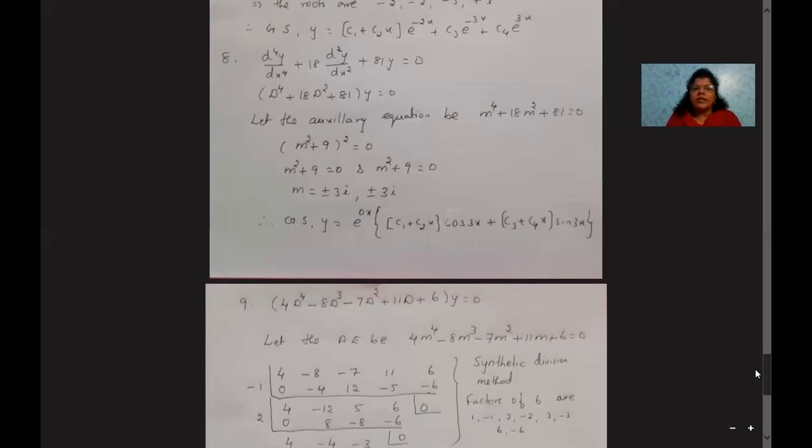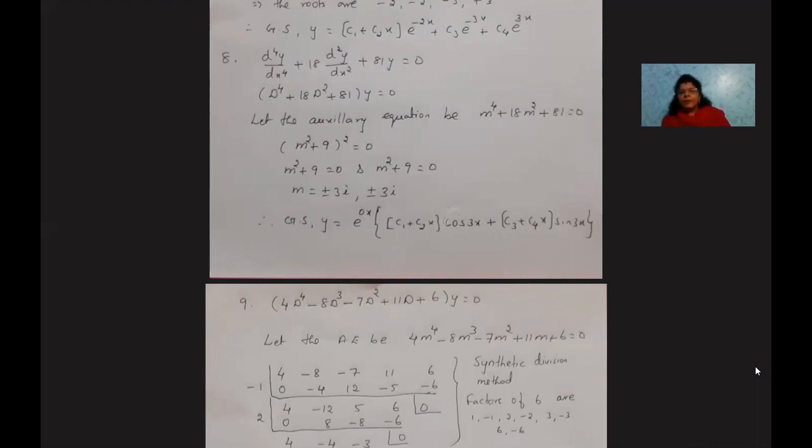Again, it is a fourth order linear differential equation. d power 4 y by dx power 4 plus 18 d square y by dx square plus 81 y is equal to 0. That is capital D power 4 plus 18 D square plus 81 y is equal to 0. The auxiliary equation for this is m power 4 plus 18 m square plus 81 equal to 0. Using the perfect square method, by substituting m square is equal to x, I can rewrite this auxiliary equation.